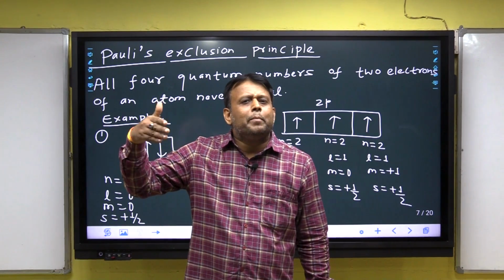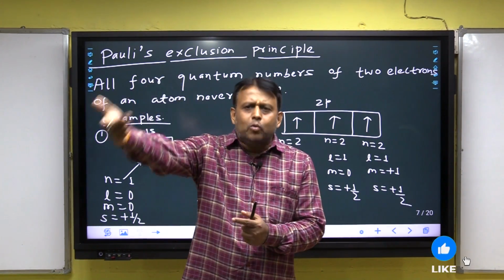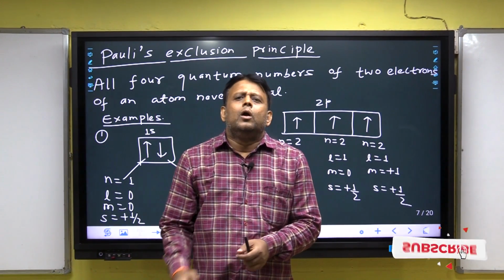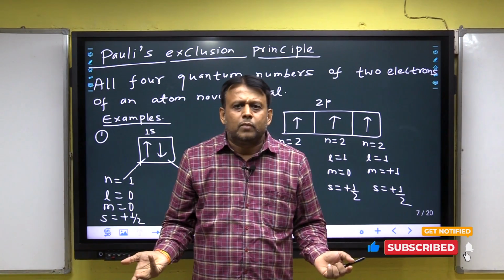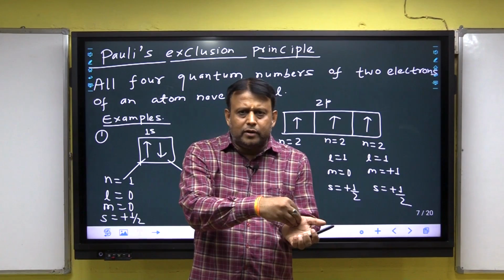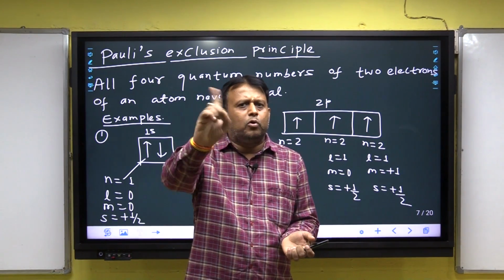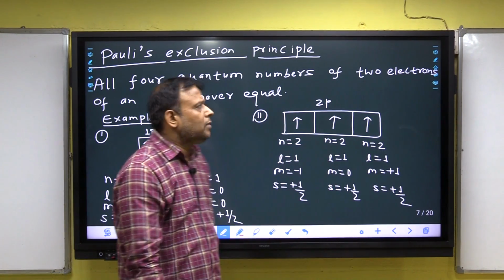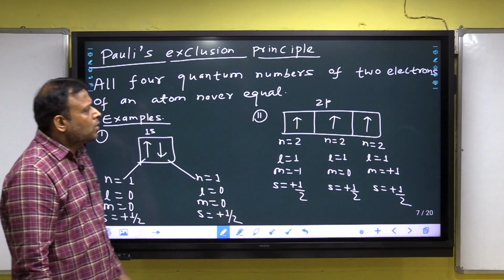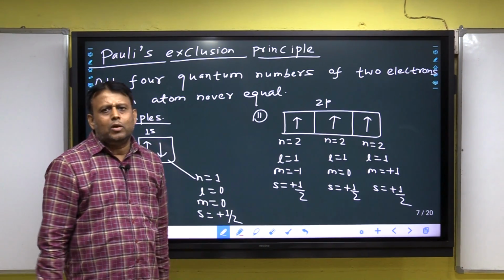Maximum three quantum numbers may be equal, not necessarily all three equal. Maybe three quantum numbers are equal, maybe two are equal, maybe one is equal. All four may be different, but all four are never equal. All three may be the same, may be different, but all four quantum numbers are never equal. Look at the board.